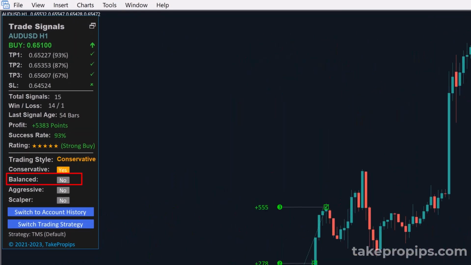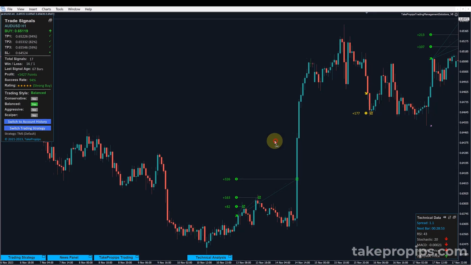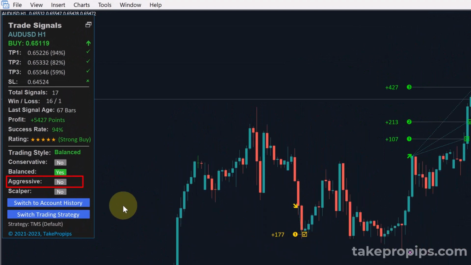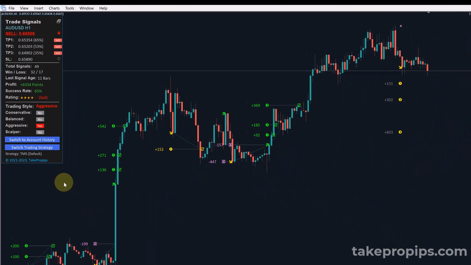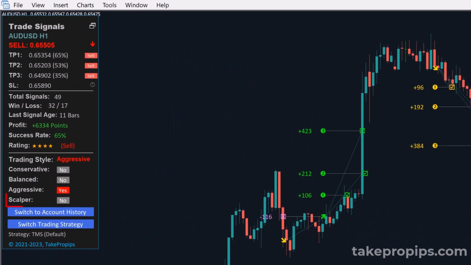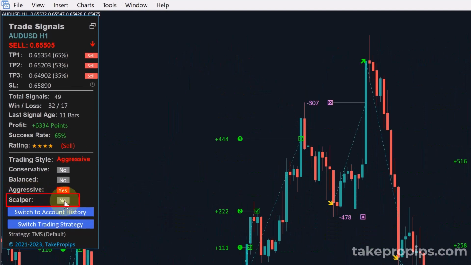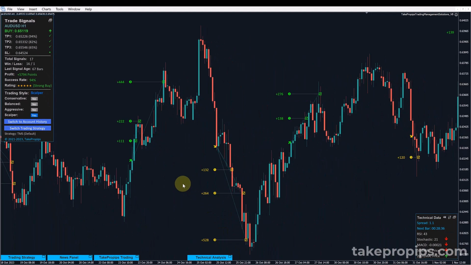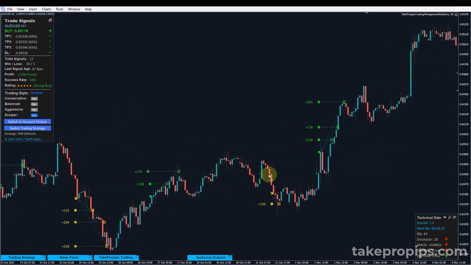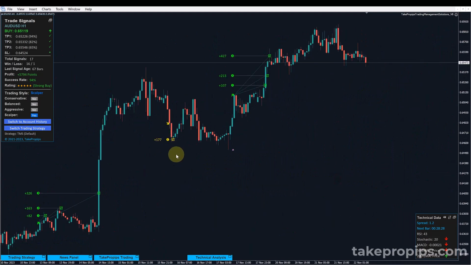The balance is the default option, which provides a good overall balance between accuracy and the amount of signals generated. The aggressive option results in more trading signals being generated, but at the cost of more false signals and lower accuracy. The scalper option is somewhere in between balance and aggressive, where you still get a good amount of signals, but with better accuracy compared to aggressive trading style. You can go ahead and play around with different trading styles to see which one suits you best.